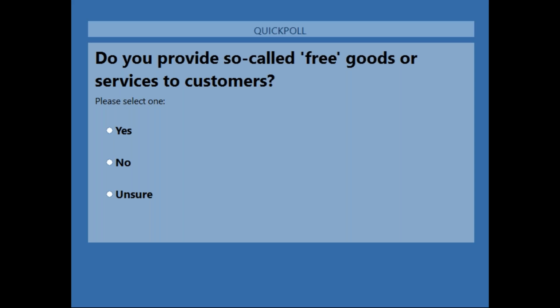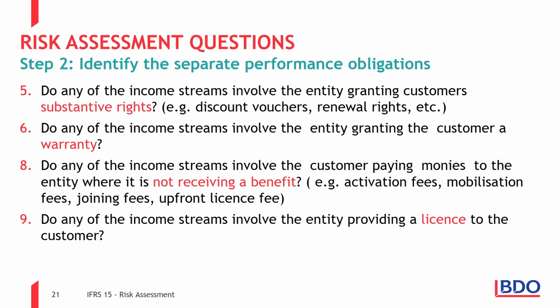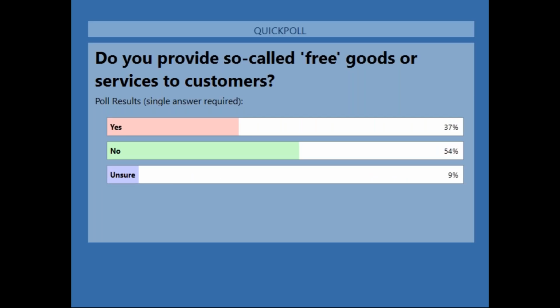Thank you very much. Many people are voting, Kevin, so that's good. I know you can't see it, Kevin, but I can see it. So we've got 60% of our people have voted. Interesting to see, and this time I'll share the result. 37% of attendees are saying, yes, we provide goods or services for free. 54% are saying, no, don't do that. 9% unsure. So if you do, or if you're not sure, this is something to investigate a bit further as you get ready to transition to IFRS 15.